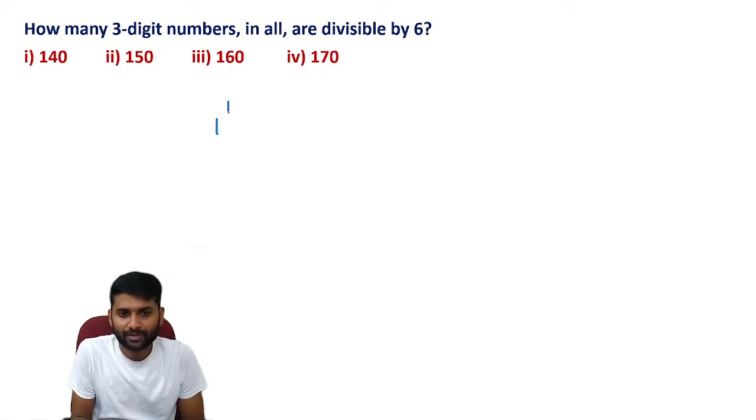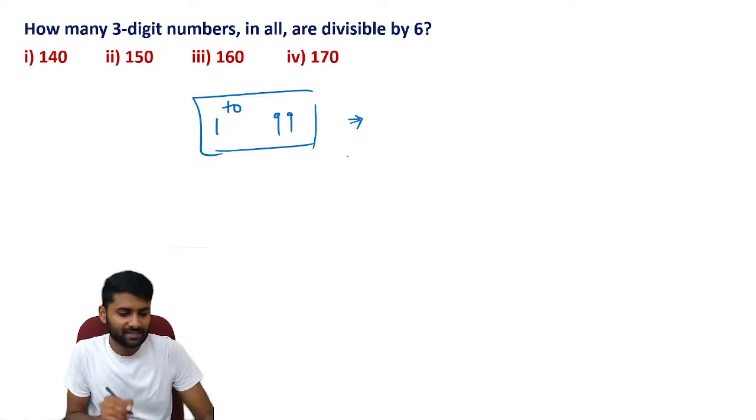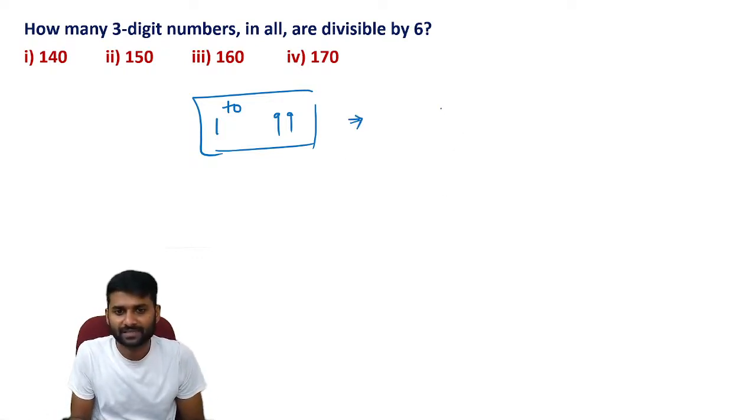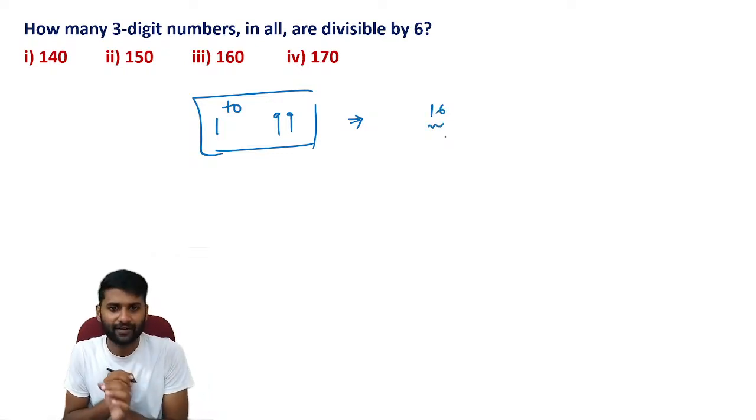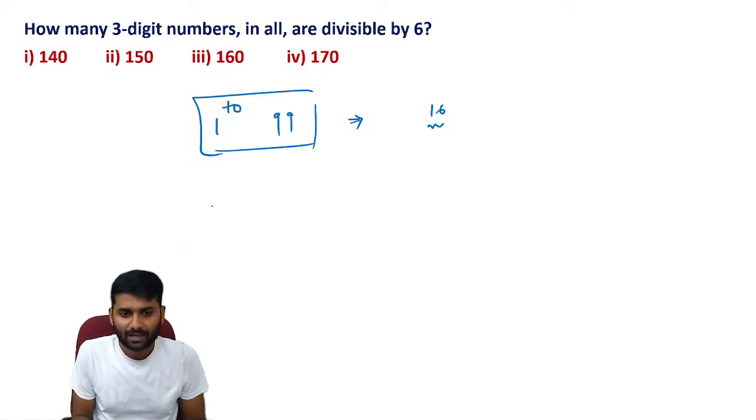Let's go through this information in this way. 1 to 99: how many numbers are divisible by 6? You already know that in total you can see 16 different integers, and all those numbers are exactly divisible by 6. Now we are going to count 1 to 999. Let's count 1 to 999.